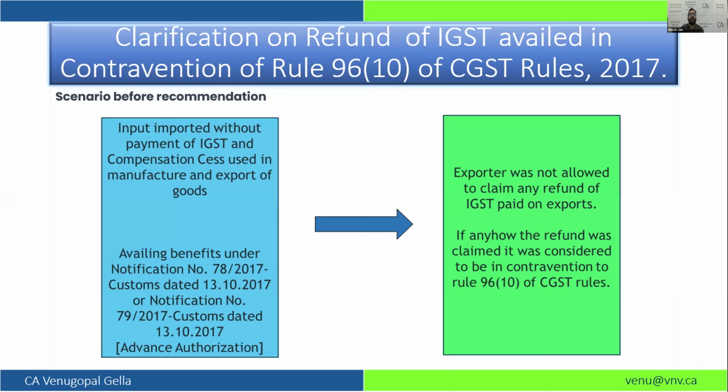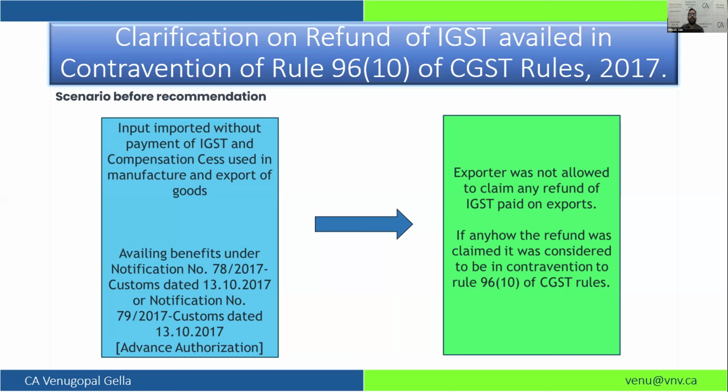Now, what actually happened before this clarification? The exporters availed the benefit of advance authorization as well, and they also claimed refund of IGST which they had paid on such exports made. So thereby, they actually got the benefit twice. Rule 96, Subrule 10 says that in case you have availed the benefit of advance authorization, you cannot avail the benefit of refund of IGST paid on exports. So this was the scenario before the recommendation.